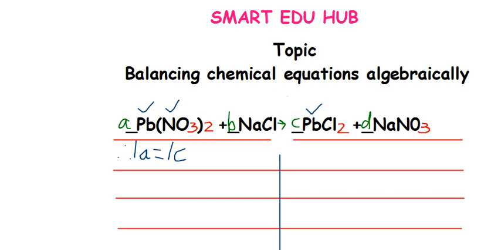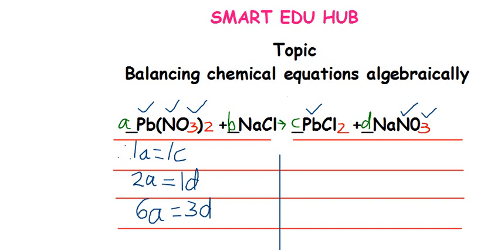On the left hand side we have two atoms of nitrogen. So we may say that 2A equals 1D. That's because on the right hand side there is only one atom of nitrogen. Now coming to oxygen. On the left hand side there are 6 atoms of oxygen. So we may say that 6A equals 3D, as there are 3 oxygen atoms on the right hand side.